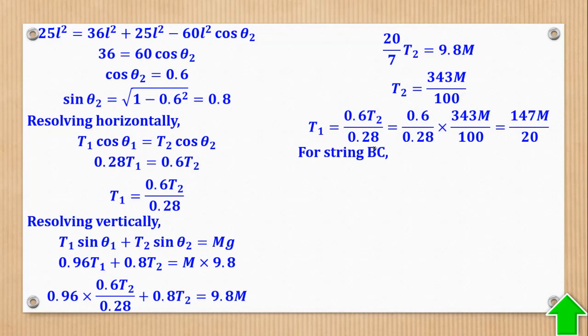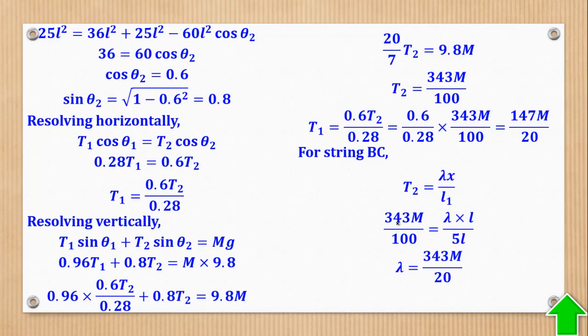For string BC, we know that T2 is equal to lambda x over L1. So come and substitute tension, lambda, x, L1, original length. That means that lambda will be this.